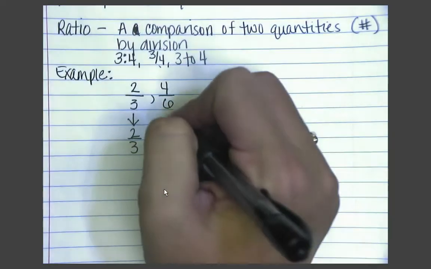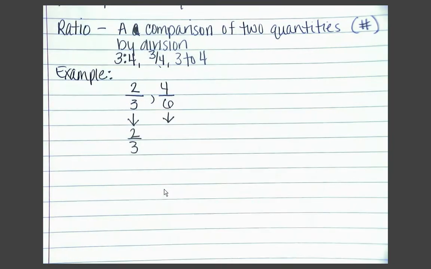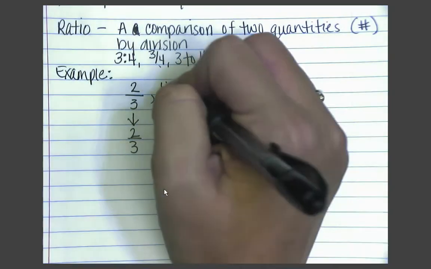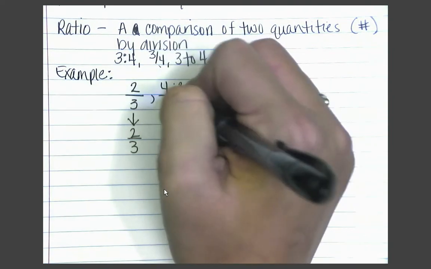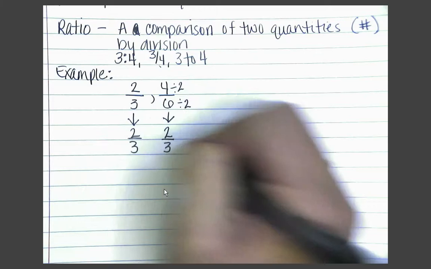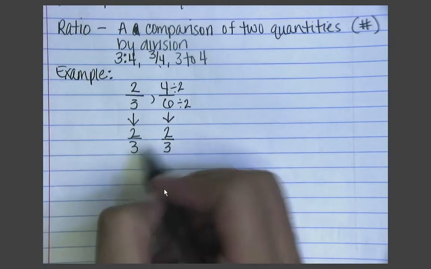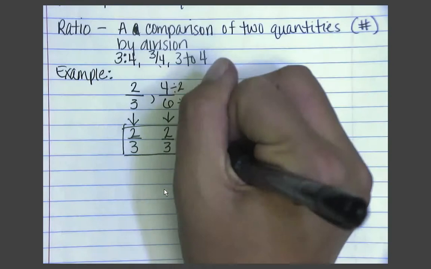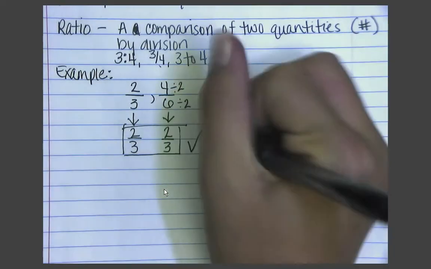I will do the same for this one. 4/6. There is a number that can go into both 4 and 6, and it is 2. So I'm going to divide both sides by 2, and that will give me 2/3. These two are the same number. They are both 2/3. That tells me that they are proportional.